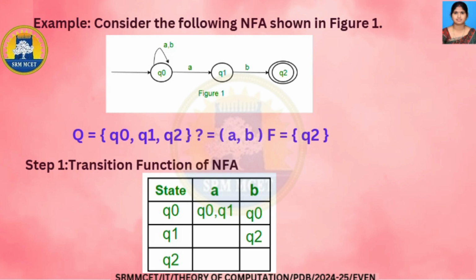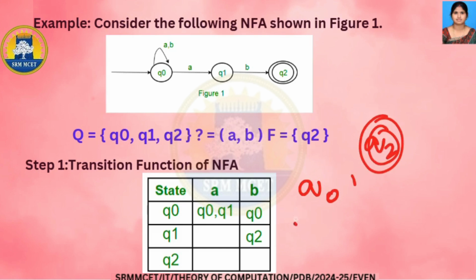Consider the following NFA diagram, which is shown in figure 1. Here you have to know the set of states. The set of states are Q0, Q1 and Q2. Here the initial state is Q0 and the final state is Q2. So we have to note that Q0 is the initial state and Q2 is our final state. So here we have come up with the NFA diagram.